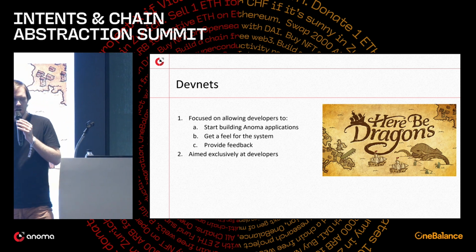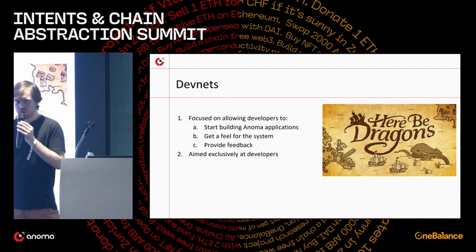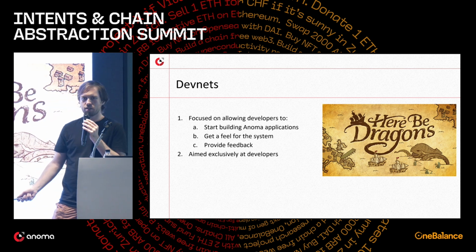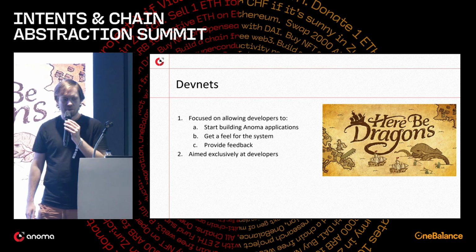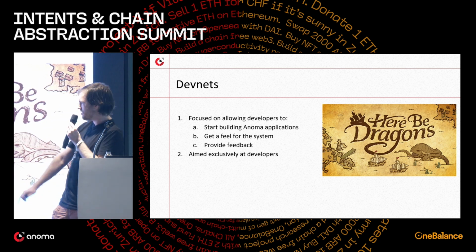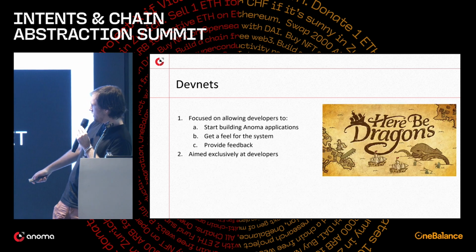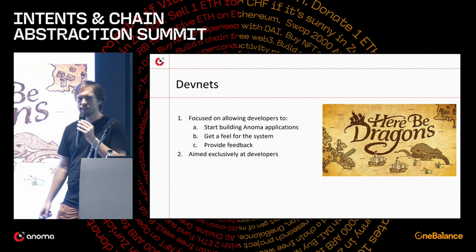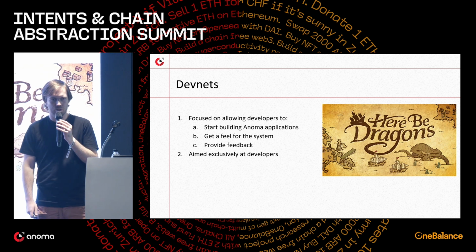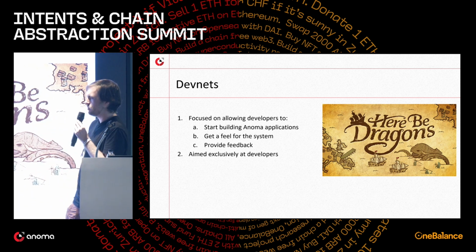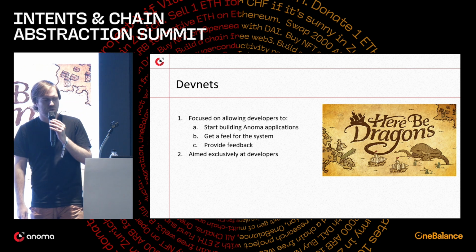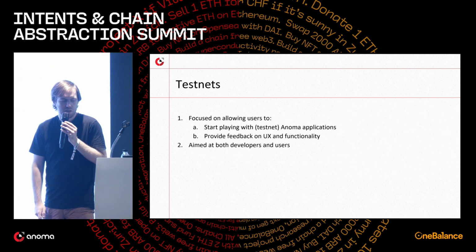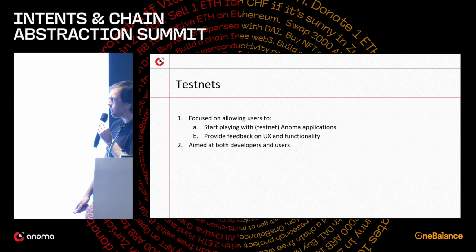So DevNets are focused on allowing developers to start building Anoma applications to get a feel for the system and provide some feedback. And these are aimed exclusively at developers. Here be dragons. There will be lots of changes still in the DevNet phase. Much of the protocol design itself is solidified and published in open source research and code, but I'm sure that there will be changes in the exact representation formats as the researchers and engineers get feedback.